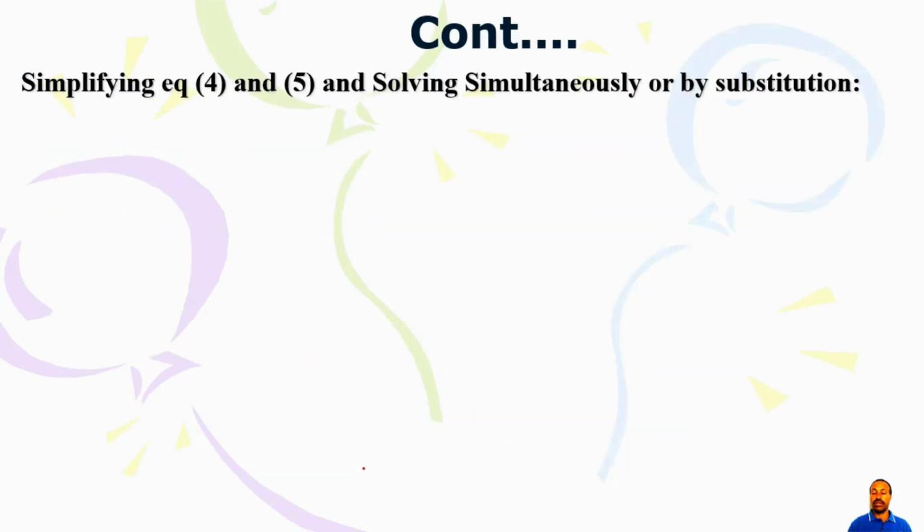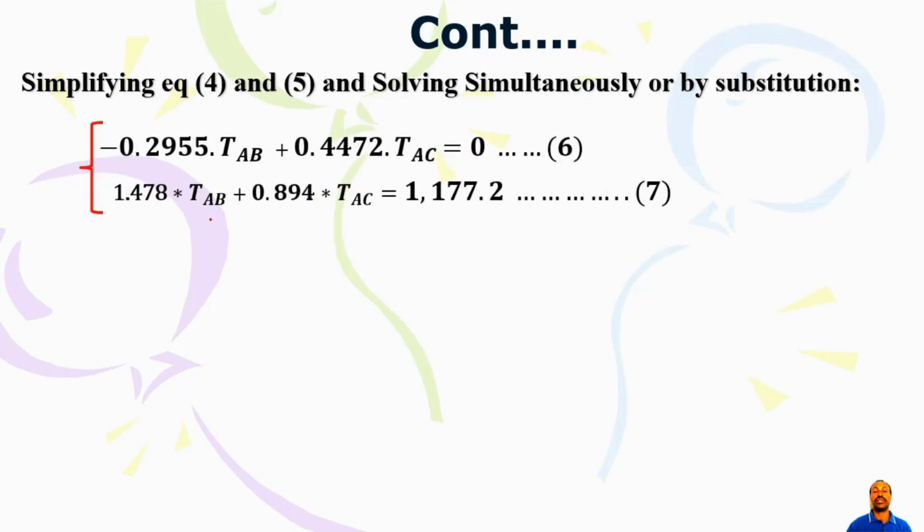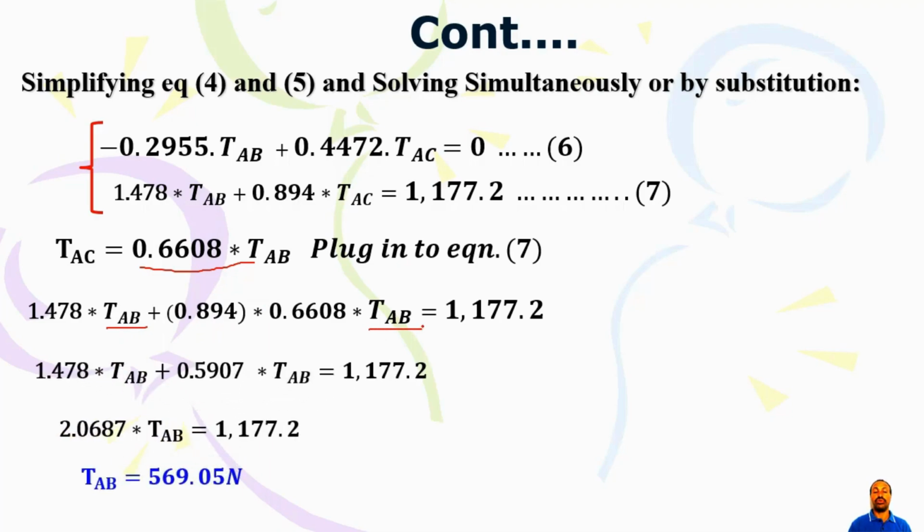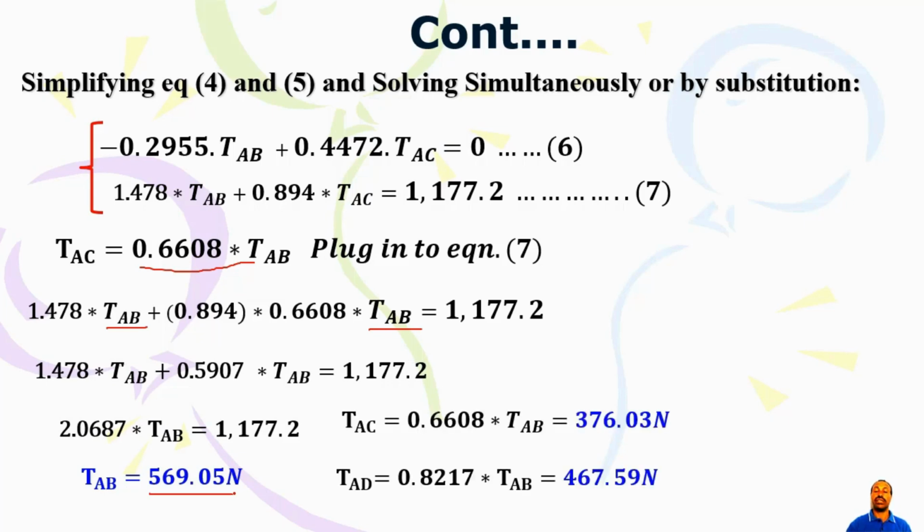Then finally, simplifying equations 4 and 5 and solving simultaneously or by substitution, you have this simultaneous equation. Then you can go again, TAC, you can substitute by substitution or elimination. You can follow. So plug into TAC this value from here. Then you will find this equation with only TAB. So TAB can be solved. Now TAB will be 569.05.